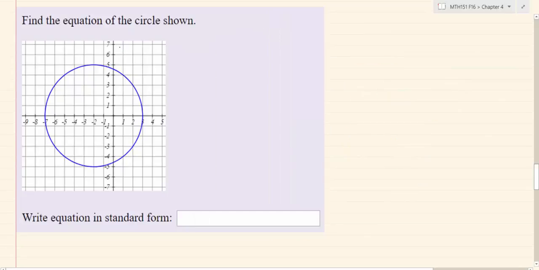Instead of giving you the equation and asking you to make the graph, we're going to give you the graph and ask you to make up the equation. So again, really, there's only two things we're looking for. Where's the center and where's the radius? So I'm going to say (−2, 0). That looks like the center.